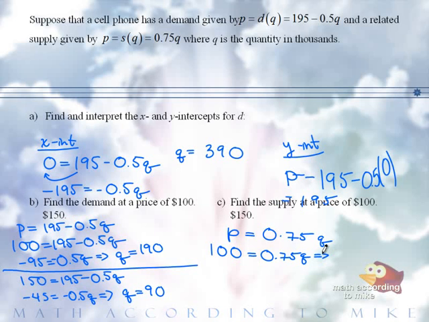Well, actually, it's in thousands. So we can say 0.333 thousand if you want, because I think you get 133. But again, that's in thousands, so it's really 133,333 cell phones. And we'll do the same thing for the 150. I think this one turns out nice.